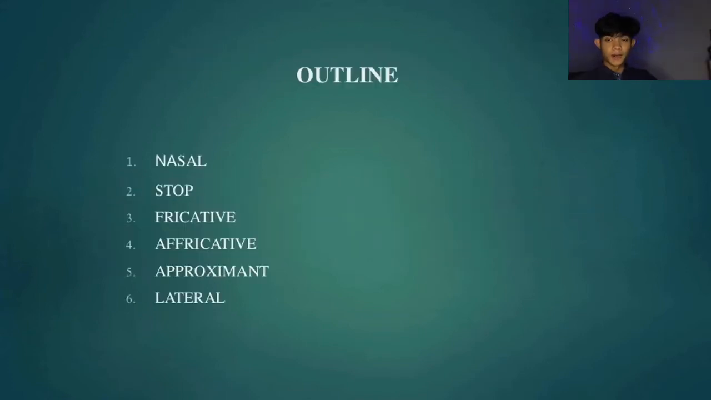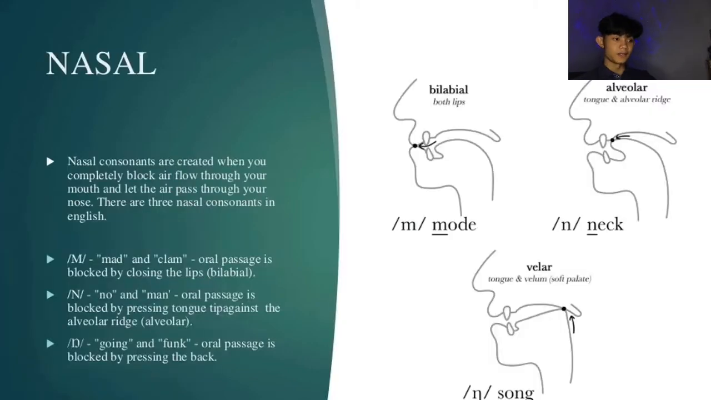Manner of articulation is divided into 6 types. The first one is nasal. Nasal consonants are created when you completely block airflow through your mouth and let the air pass through your nose. There are 3 nasal consonants in English.